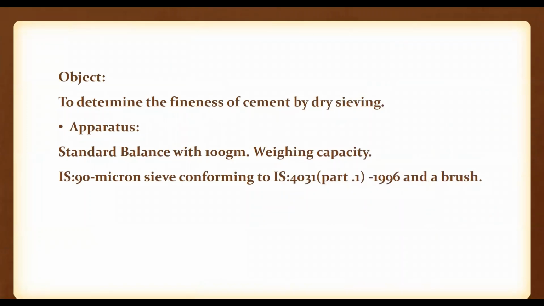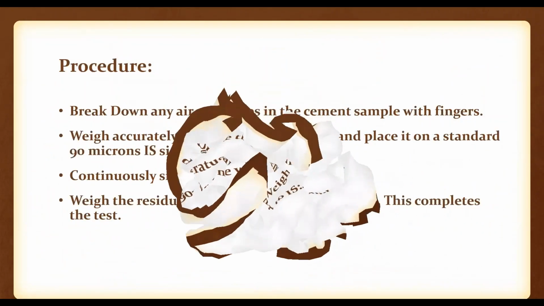You can see the objective of this experiment is to determine the fineness of cement by dry sieving, and the apparatus is a standard balance with 100 gram weighing capacity, a 90 micron sieve conforming to IS 4031 part 1 1996, and you should have a brush also. So you have to take the number 200 sieve. I'm moving towards the next slide.